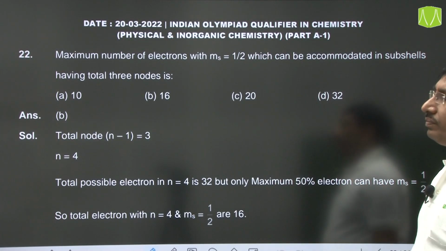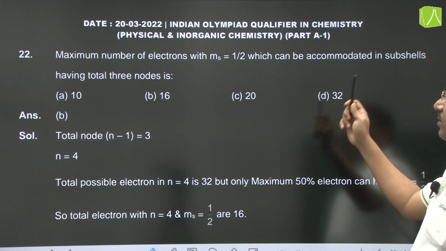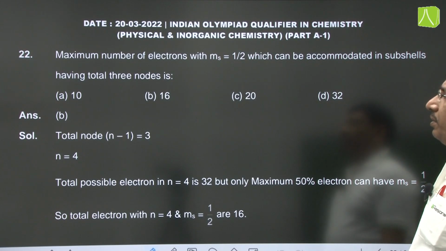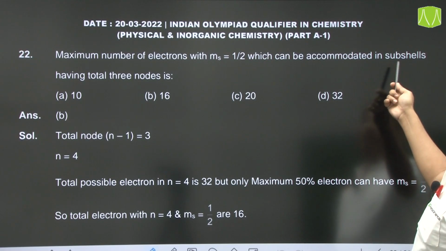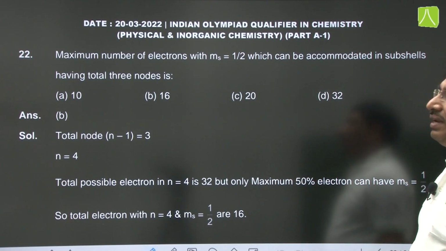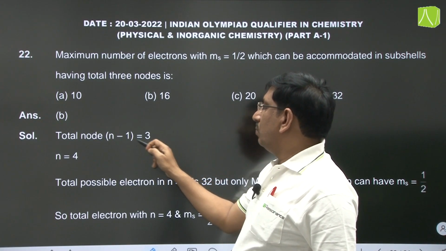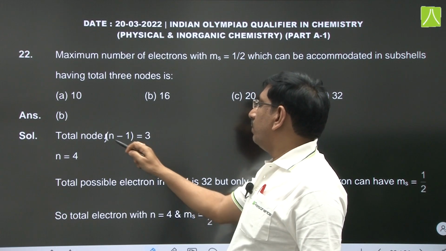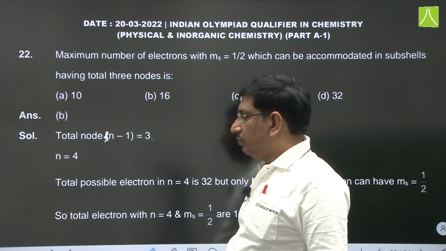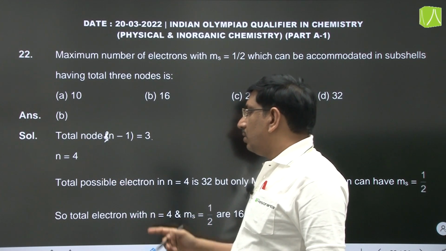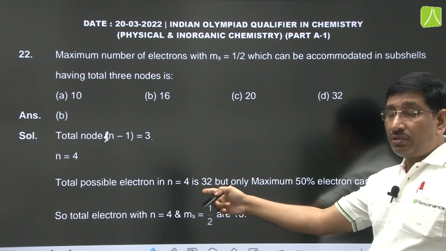Next question, it is also from atomic structure. Already one question you have seen, and this is also another question from atomic structure. Maximum number of electrons with ms equal to half, which can be accommodated in subshells having total 3 nodes. Total number of nodes is equal to n minus 1, that is equal to 3. So, n value is 4. So, n value is 4 means total possible electrons in n equal to 4 is 32, 2n square formula.